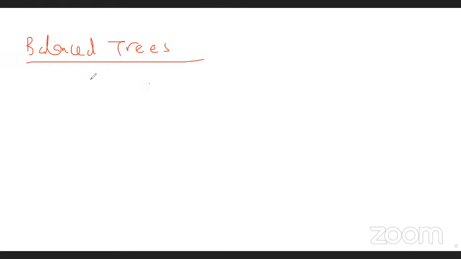So what does that mean? What does balanced trees mean? So I'm going to show you a couple of examples, and then you can tell me whether these examples show whether a tree is balanced or not. Imagine you had a tree like this, A, B, C, D. Okay, is that tree balanced?